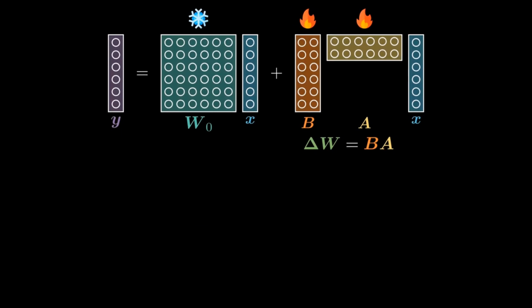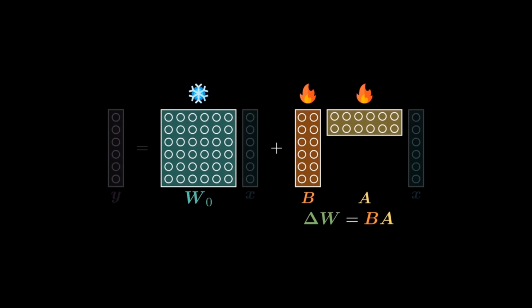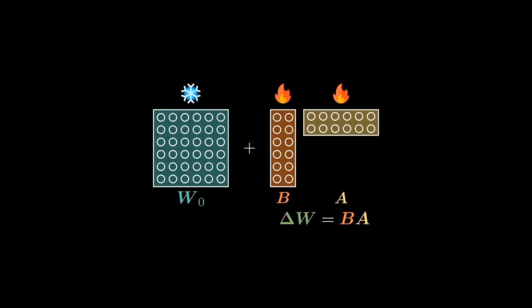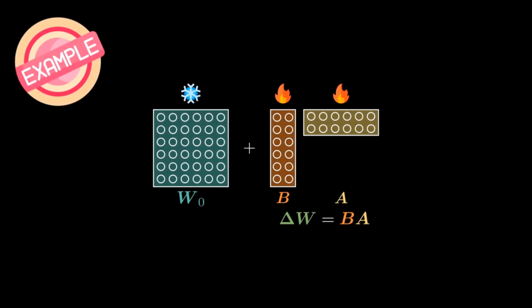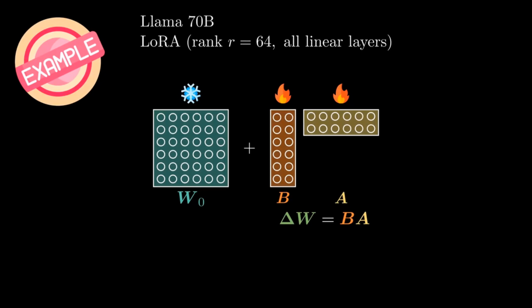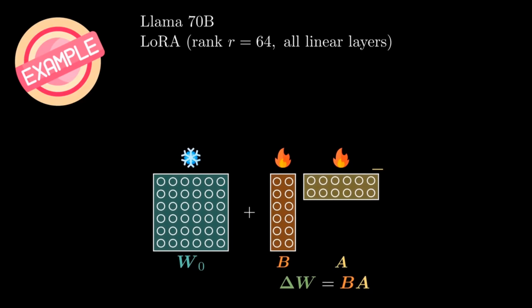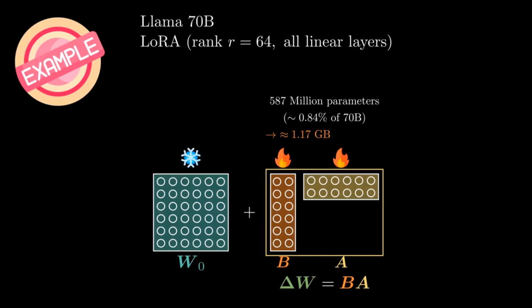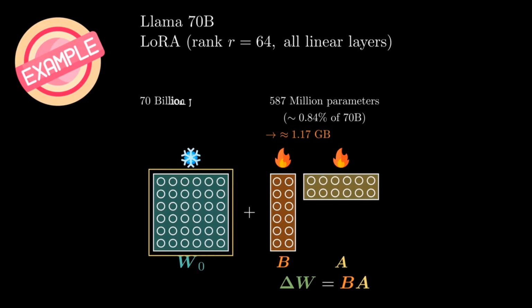Although LoRA adapters are compact and easy to train, a major challenge remains: memory usage. Let's walk through an example. Suppose we want to fine-tune a base model with 70 billion parameters. We set the rank R as 64 and adapt all linear layers. In this case, the number of trainable parameters is 587 million. This amounts to less than 1% of the parameters in the base model.